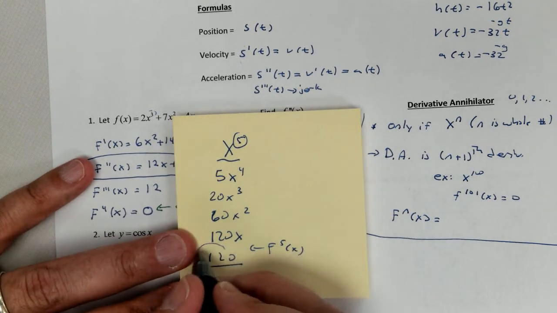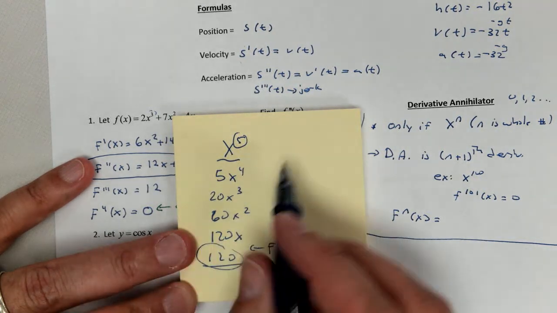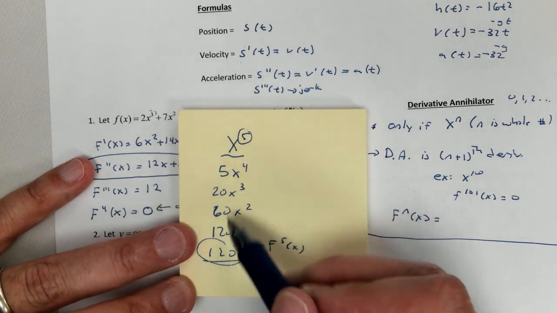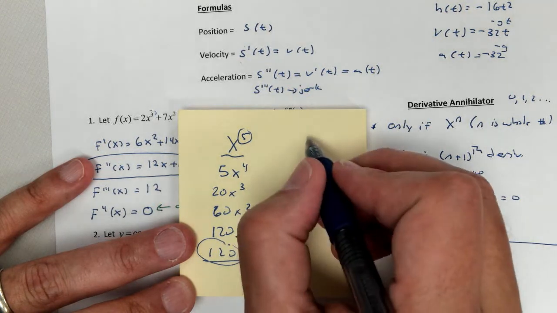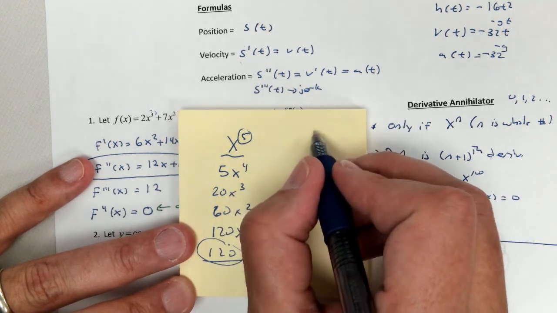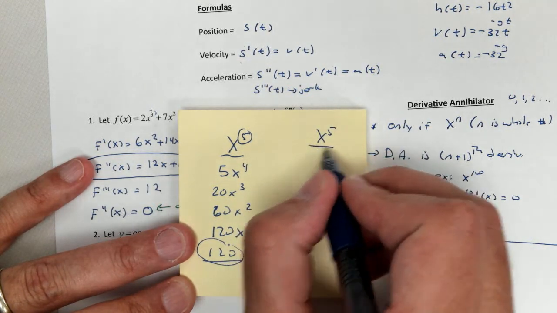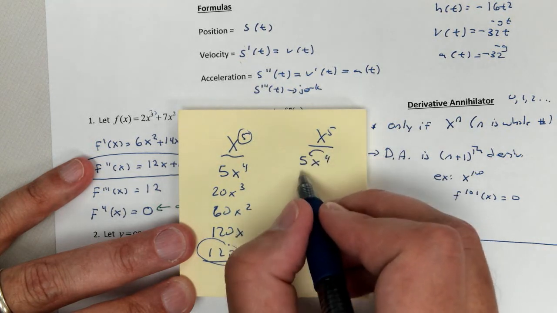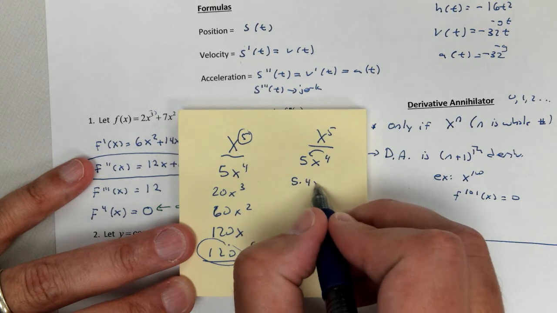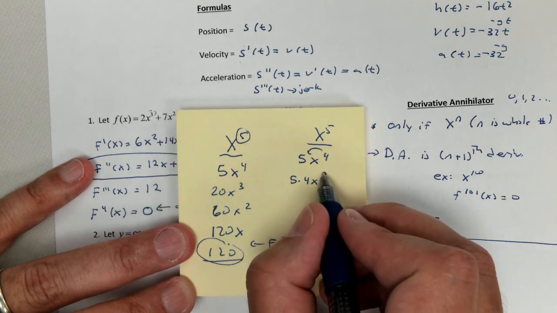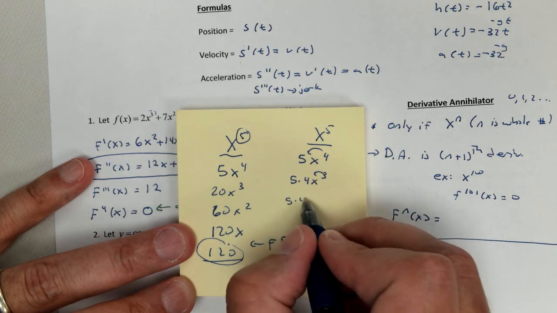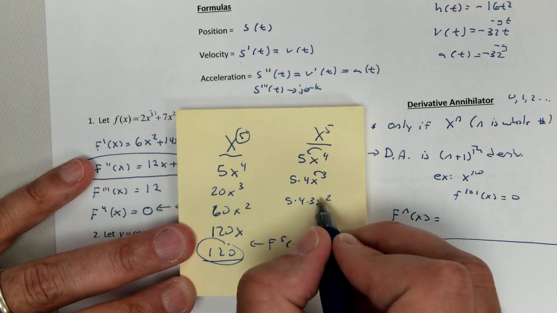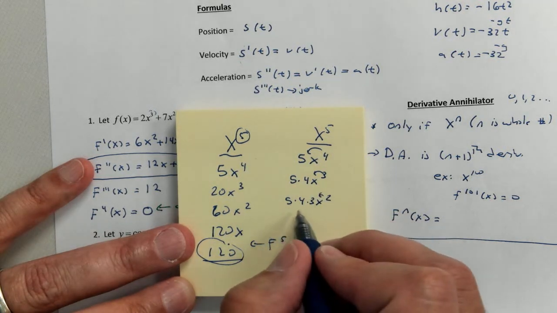Well, this might look familiar to you. What's the relationship between 5 and 120? Now, if you forgot that, that's okay. Let's look at this another way. My first one, of course, would be 5x to the 4th. Bringing down the 4, I now get 5 times 4 times x cubed. Bring down that 3, 5 times 4 times 3x squared. And some of you might have figured this out.